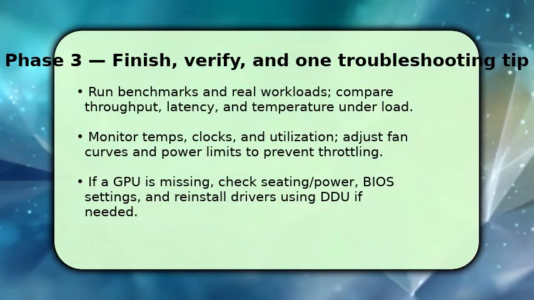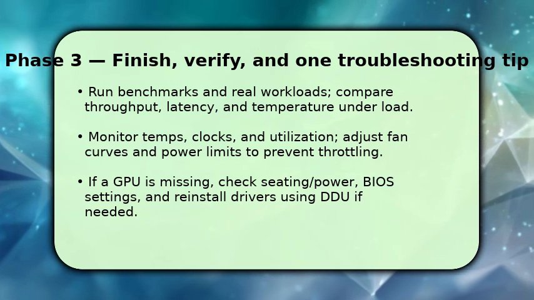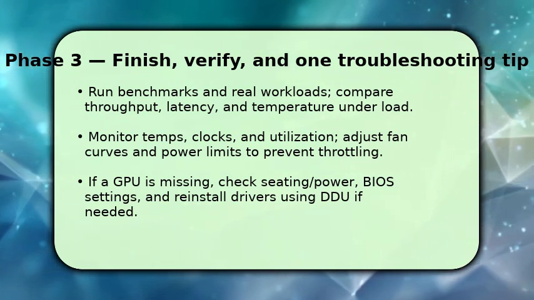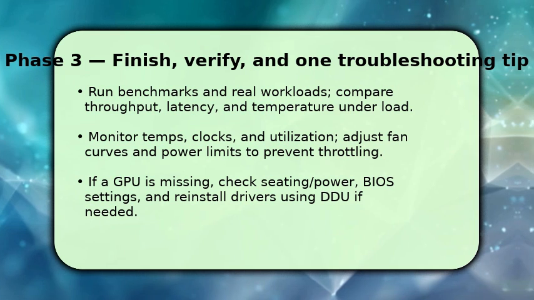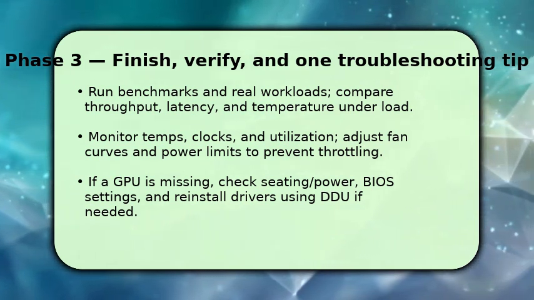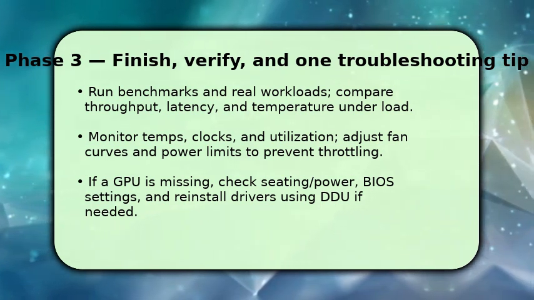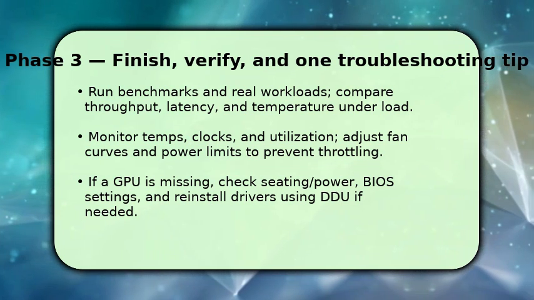You finish by validating real workloads, run benchmarks, then observe throughput and utilization across both GPUs to confirm the split you planned actually improves performance. Make incremental tuning changes, adjust power limits and fan curves to balance thermals and clocks. If anything goes wrong, start with a focused troubleshooting step.